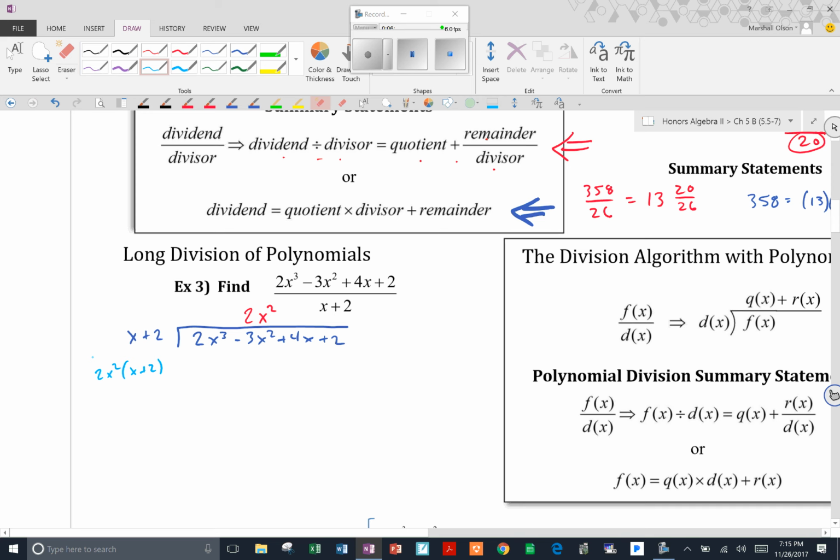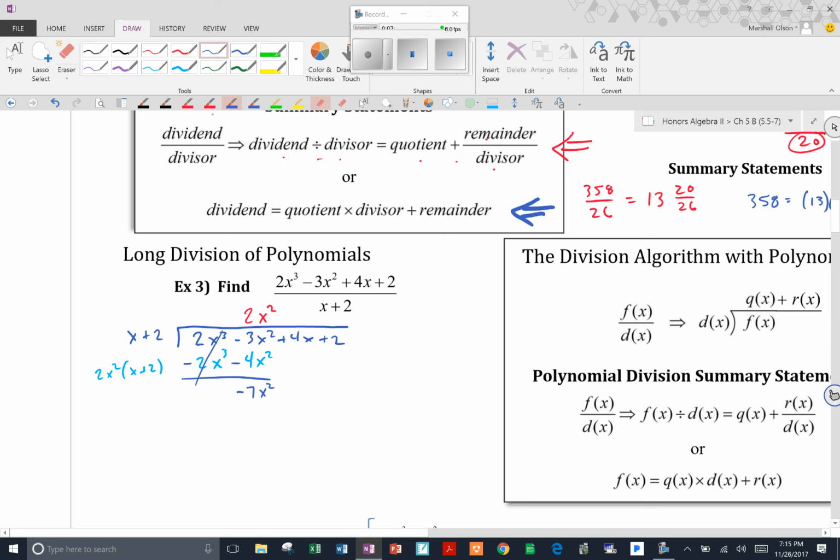2x squared times x is 2x cubed. That's perfect. That's what we wanted. 2x squared times 2 is 4x squared. And now what we do is we subtract both of those. These will always cancel out if you did your math correctly. And then we combine these. Negative 7x squared. Feel free at any time to pause the video and rewind if you missed what happened there.